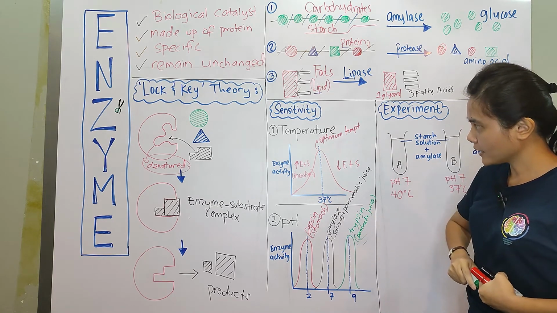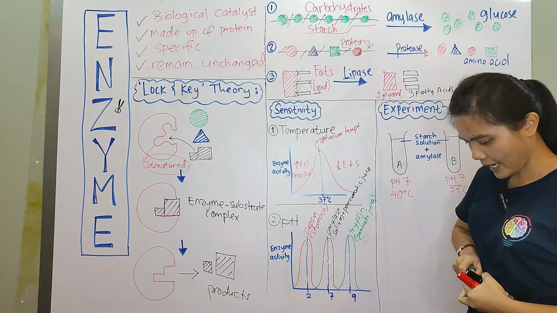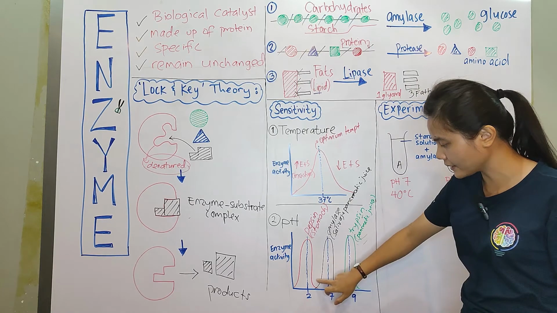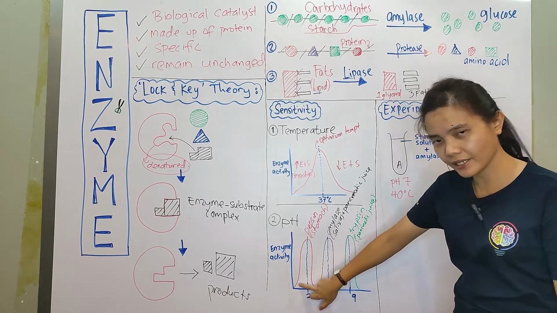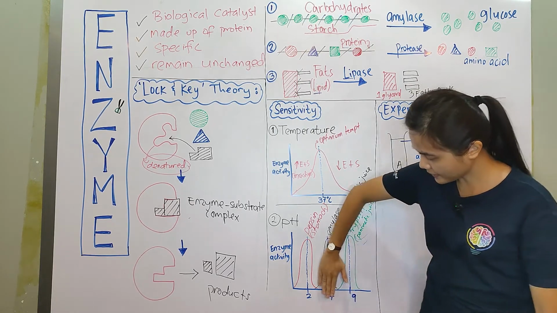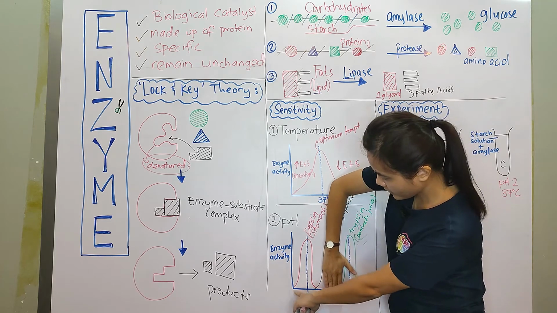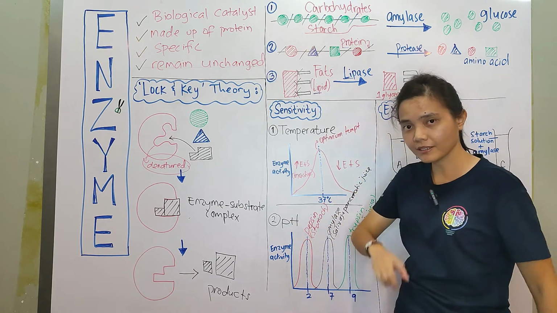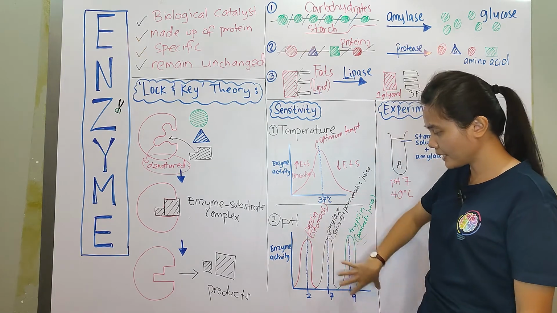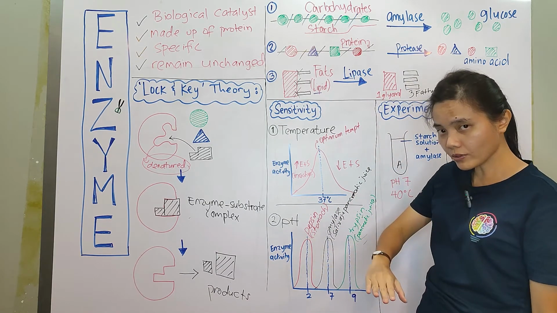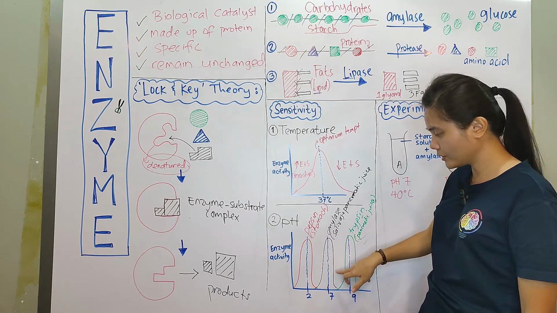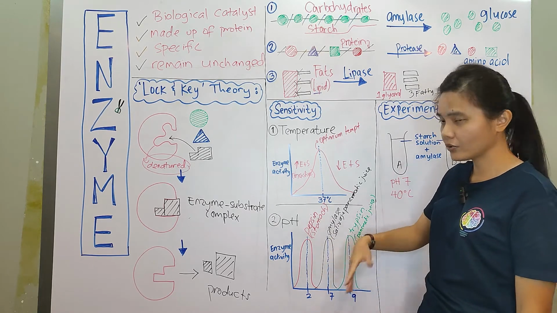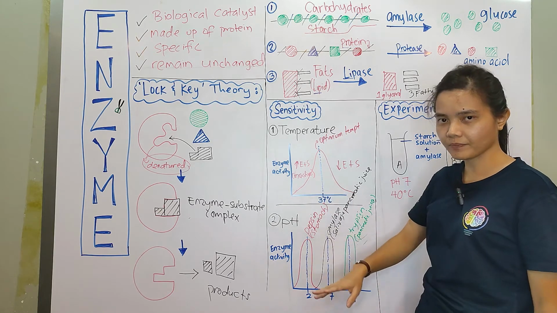Alright? So that is temperature and pH, and at lower pH and higher pH. For example, this pepsin, if it is lower than 2 or higher than 2, what happens? It will denature. For pH, if it goes lower or beyond the optimum pH, it will get denatured. Simple. Not inactive, but it will get denatured.